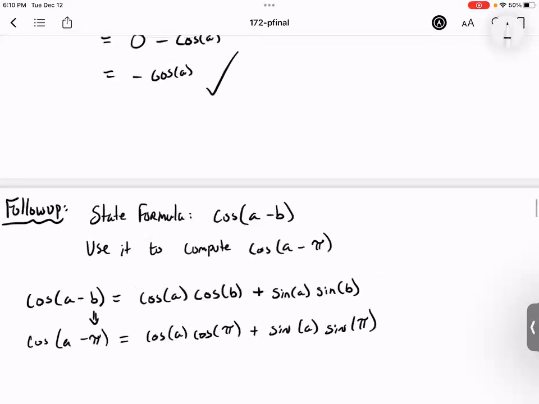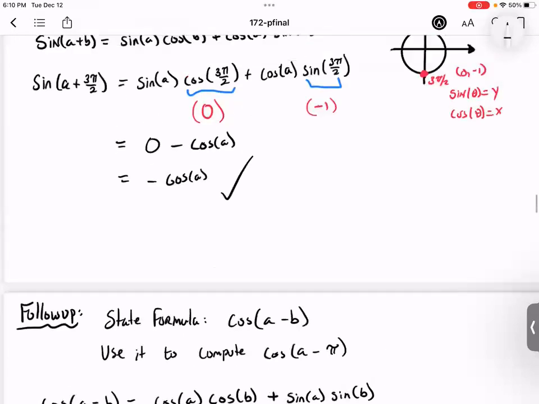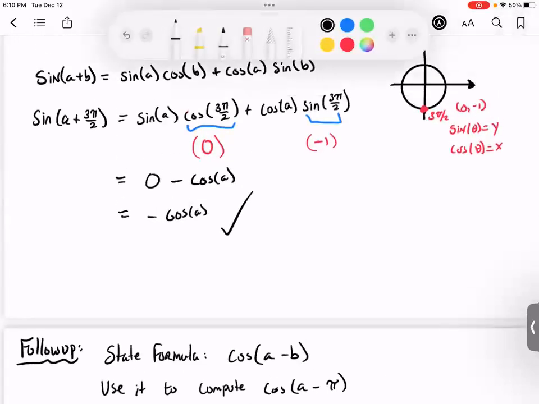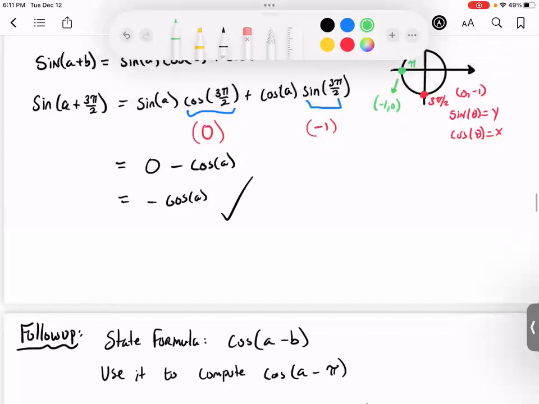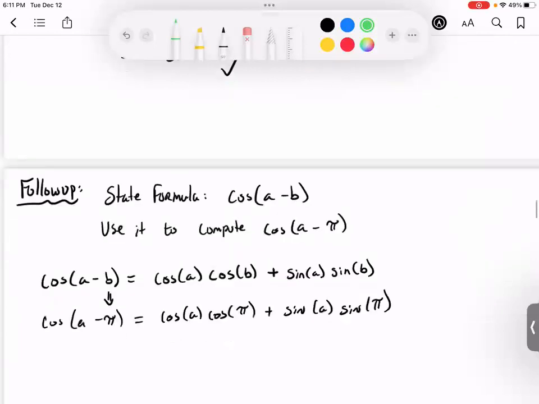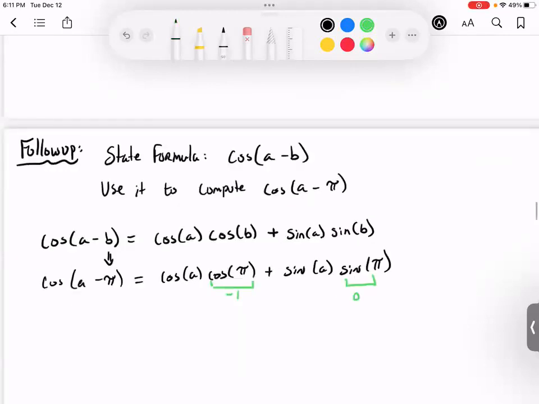All right, so for sine of pi and cosine of pi, you look at the unit circle. Pi would be located somewhere here on the negative x-axis. The ordered pair affiliated with this angle is (-1, 0). Therefore, cosine of pi is -1, sine of pi is 0. So this is going to be -1. This is going to be 0. And you just work out the algebra.